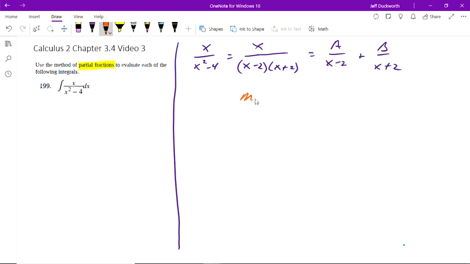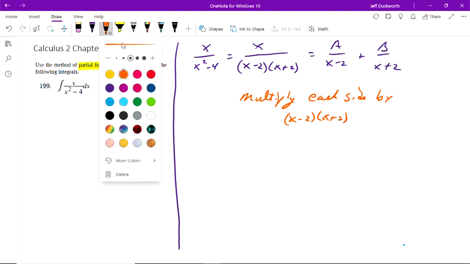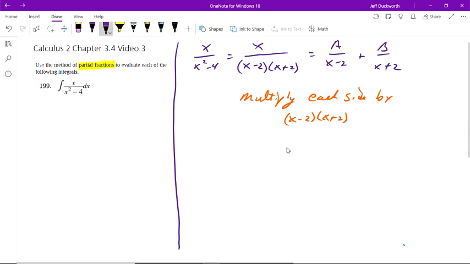Okay, so I will do what we did before. I will multiply each side by x minus 2 times x plus 2. So what happens there on the left? Well, we're just left with the x. On the right, the x minus 2's cancel. Then I have A times just x plus 2. And similarly, I have B times x minus 2 because the x plus 2's cancel.